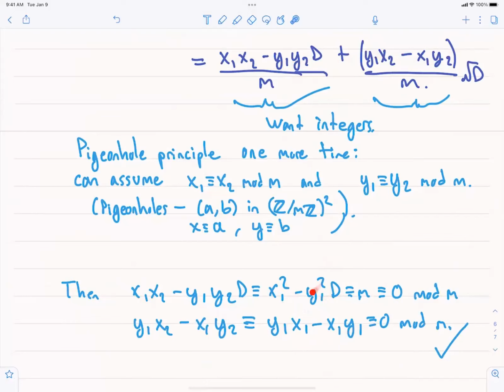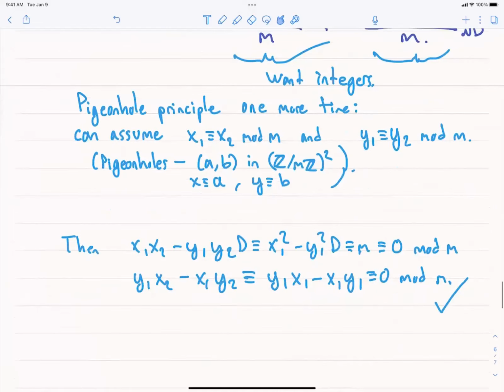But I know from the other thing we knew about these x1, y1 that x1 squared minus y1 squared d was equal to m. So in particular, it's divisible by m, so this is congruent to 0 mod m. And for the second one, y1 x2 minus x1 y2, when we work mod m, this becomes y1 x1 minus x1 y1. These are the same thing, so I just get 0 mod m again. So once I use this last pigeonhole, these really become integers, and then you're done. You've found your solution to Pell's equation.